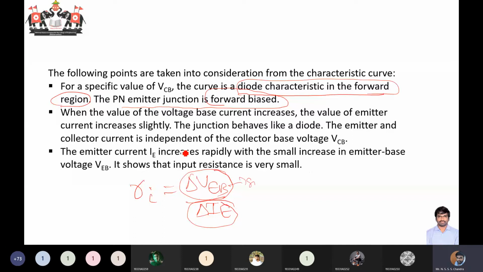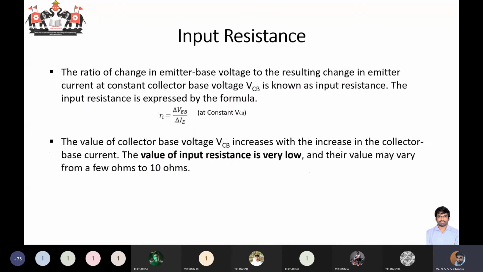Delta VEB is small and your delta IE will be large. So small by large means it's a very small value, more or less like your diode. You know the diode forward bias resistance is very small, right? So the input resistance of your common base configuration is very small. It will vary between a few ohms to 10 ohms. It is mostly a single digit ohmic number.